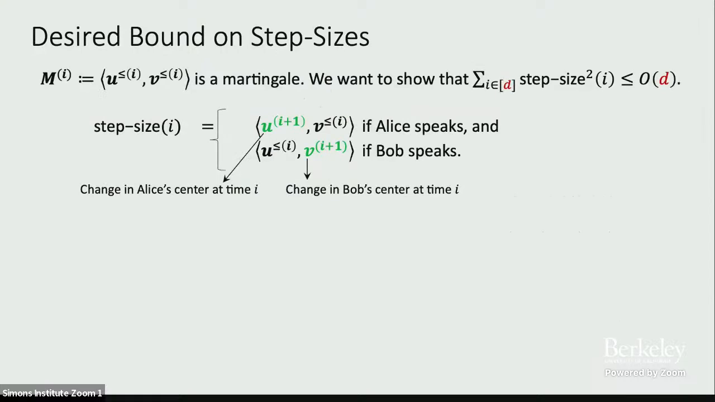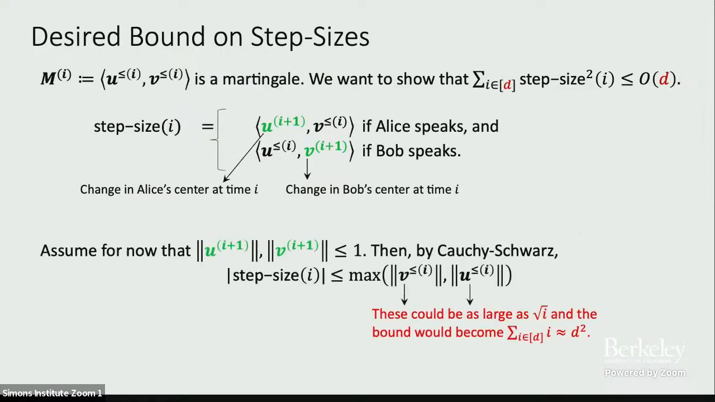First, let me tell you ahead what we're going to do. You have this martingale, this inner product between Alice's center and Bob's center. We want to show that the sum of squares of step sizes of this martingale is small. So let's compute the step sizes. At time i, if Alice is speaking, only her center is going to change. Let's call the change in her center u_{i+1}. The change in the martingale is going to be this inner product. Now, if Bob is speaking, only his center is going to change, and we're going to call v_{i+1} the change in his center, and the change in the martingale is going to be this inner product.